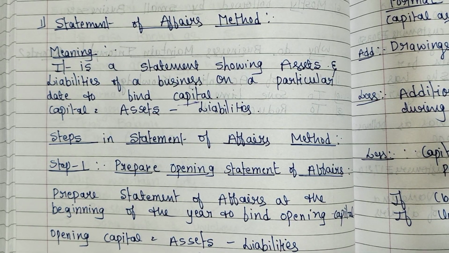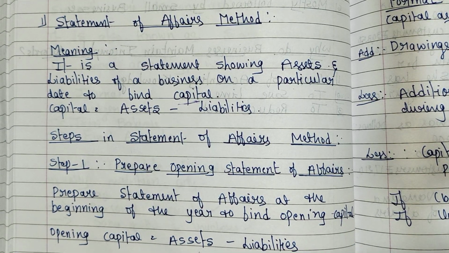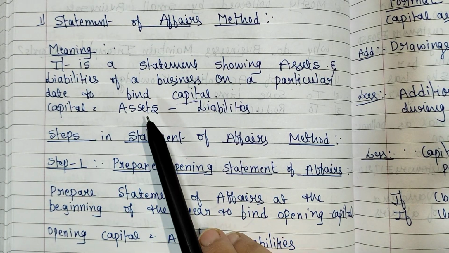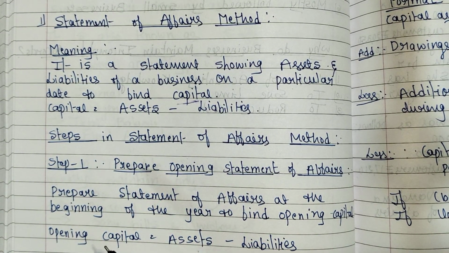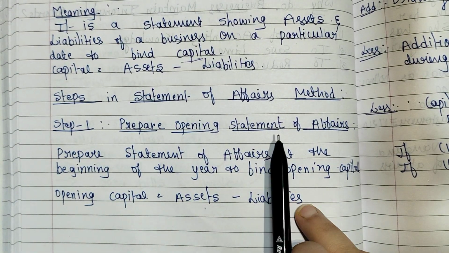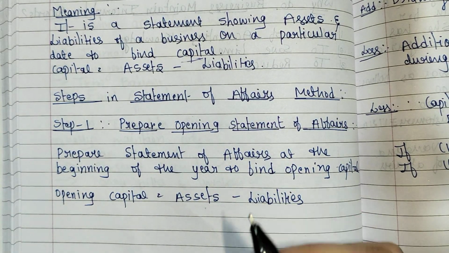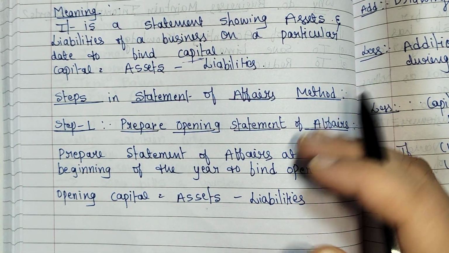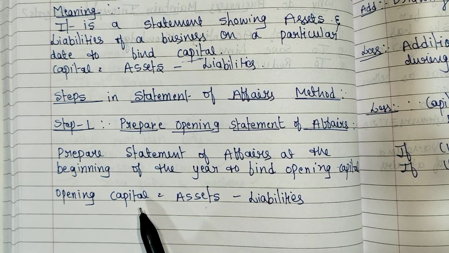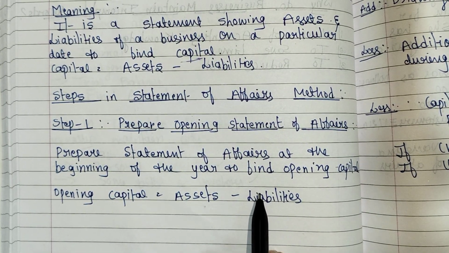Now the statement of affairs method is a statement showing assets and liabilities of a business on a particular date to find out the capital. Formula is capital equals assets minus liabilities. So let's see the steps involved in the statement of affairs method. First step, prepare the opening statement of affairs to determine the opening capital. Prepare the statement of affairs at the beginning of the year to find out the opening capital. Opening capital equals assets minus liabilities.